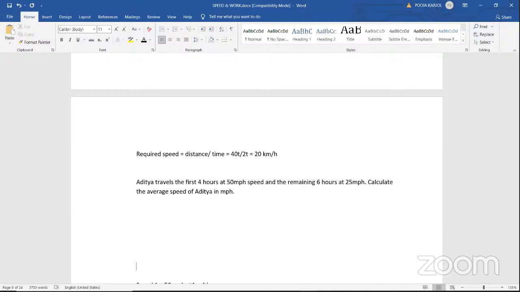What is the direct formula you were saying about? 2xy by x plus y. Yes, ma'am. That would work only when the distance traveled is the same. Okay. So if it's not, you have to calculate total distance by total time. Otherwise, 2xy by x plus y. Answer 35. Yes, correct. The reason why I'm giving you similar problems again and again is that if you get used to it, you'll do it faster.